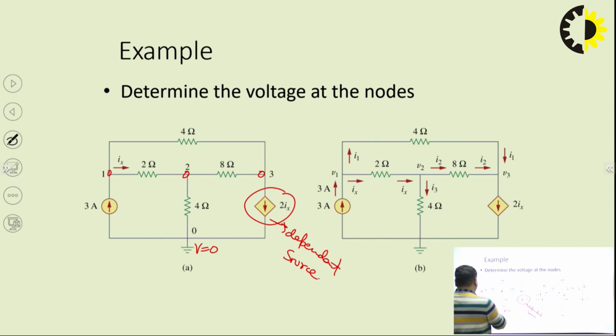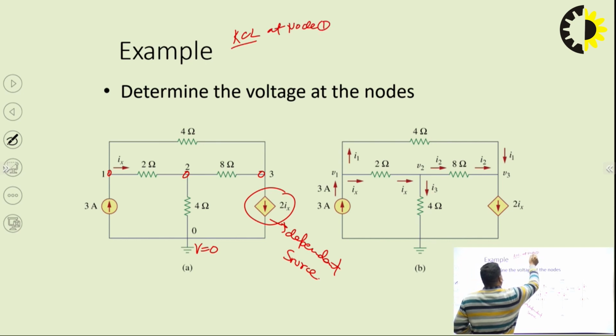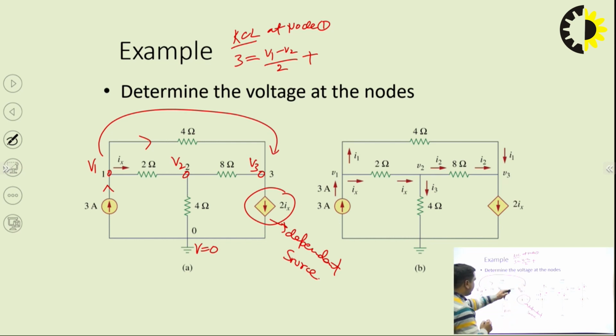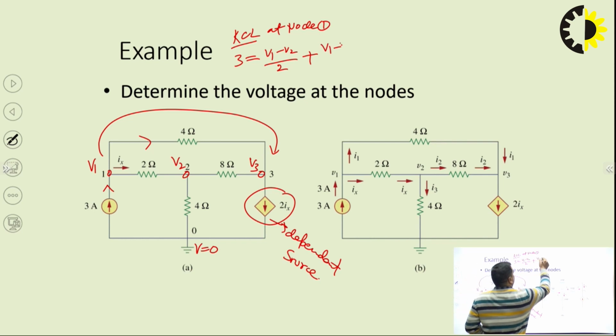Here this is a reference node, and we can apply KCL at node 1. What is the equation? This is your incoming current. Let the voltages be V1, V2, V3. So, here 3 incoming equals, what is the value of Ix? That is V1 minus V2 divided by 2, plus this one. In this case, what is the value of current? V1 minus V3 divided by 4. That is equation number 1.